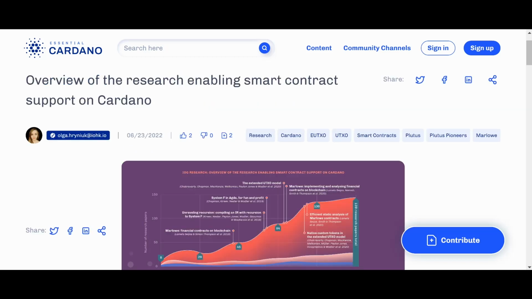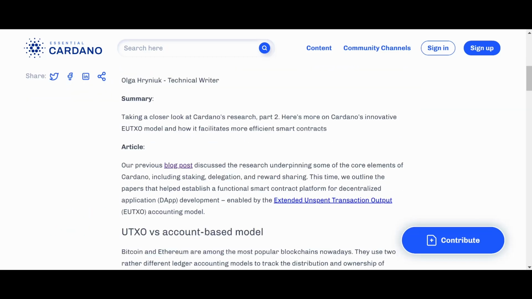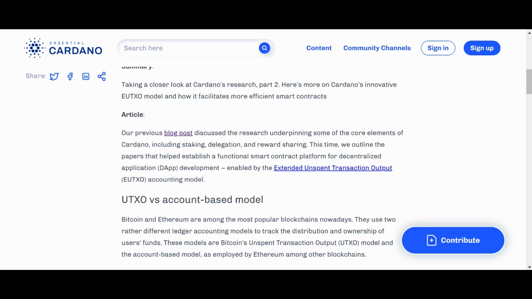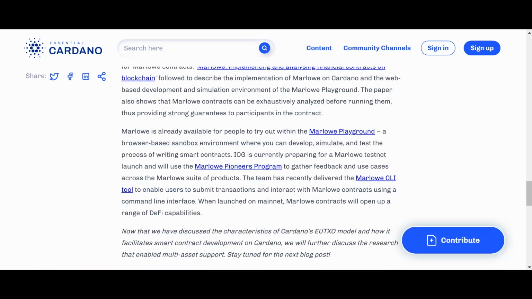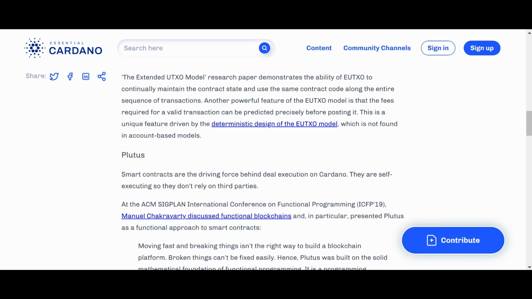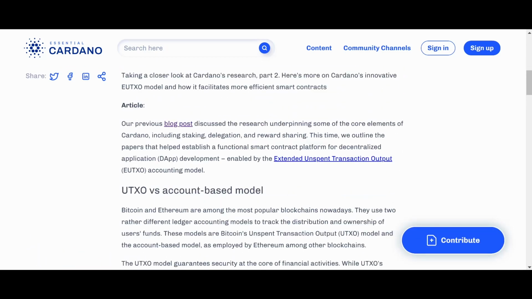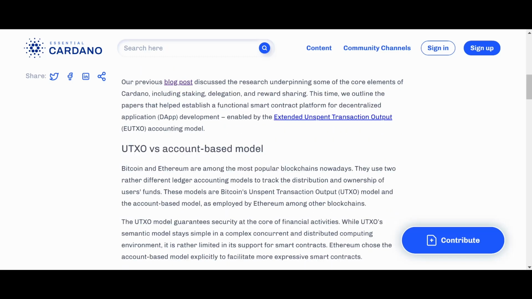So let's get right into it, guys. Let's not even waste any time. Thank you to Olga, the technical writer for IOHK, for posting this. And let's dive in. Taking a look at Cardano's research part 2. Here's more on Cardano's innovative EUTXO model and how it facilitates more efficient smart contracts. Now, we're not going to go over the whole thing, because this is a research paper and there's a lot of technical mumbo jumbo in it, but we're going to take a look at some of the highlights and key things about it.